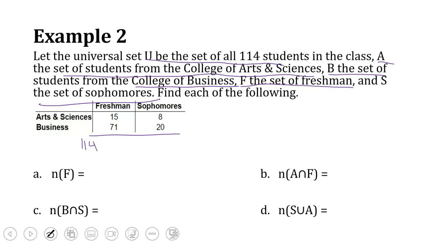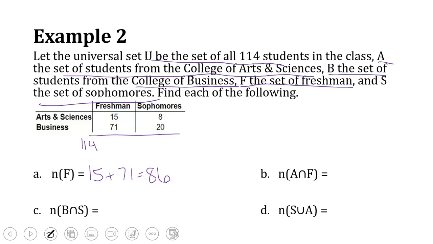So this time they have a chart. Let's look at A. What is a number that is in the set of freshmen? So let's look at freshmen. I have 15 and 71 in that set. So I have 86 total freshmen.